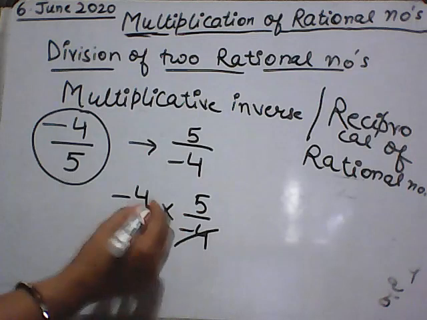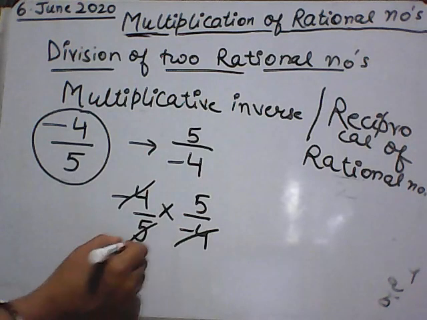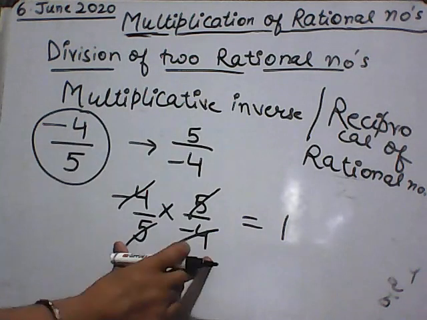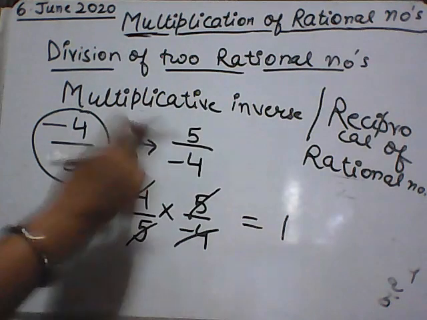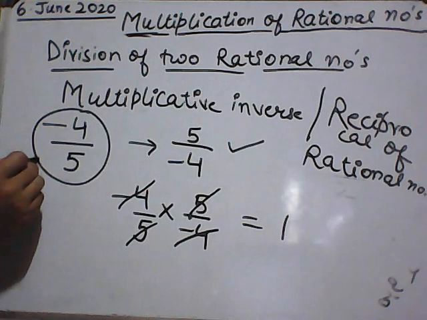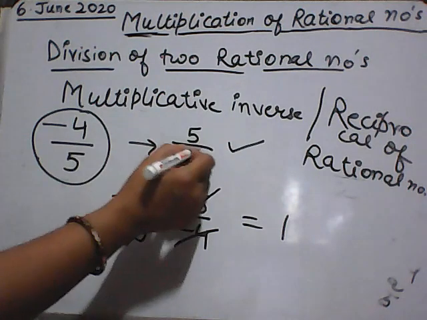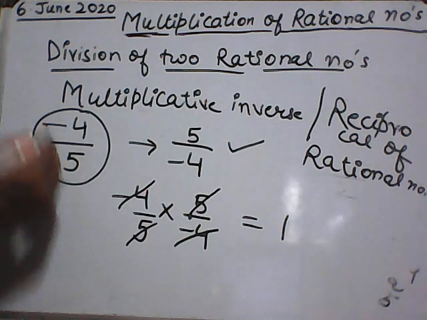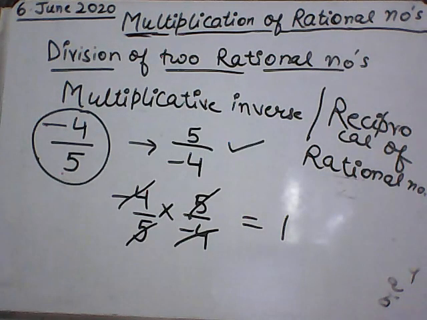minus 4 cancels out with minus 4, and 5 cancels out with 5. We get 1. You can say the product of two rational numbers is equal to 1. Then one number is known as the multiplicative inverse of the other number. Here 5 divided by minus 4 is the multiplicative inverse of minus 4 by 5. In this way you can find the reciprocal or multiplicative inverse of a rational number.